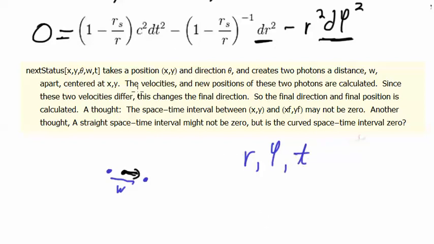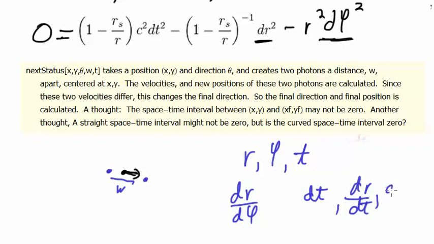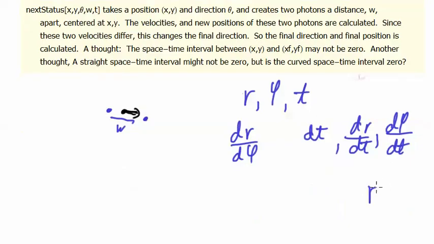So if I know the direction of the photon, then I know dr d phi. What this can give us is the dt, which would give us both dr dt, which is the radial velocity, and the d phi dt, which is the angular velocity. And if you take r d phi dt, that gives you the tangential velocity. So it looks like even while I was writing this code, I still had some questions about this.